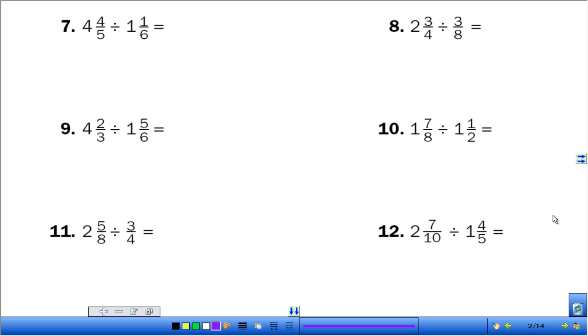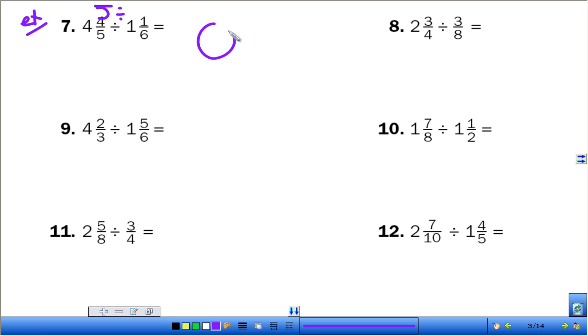Let's do some more. Go ahead and write this first one down. 4 4/5 divided by 1 1/6. If we were to estimate this one, 4 4/5 is closest to what whole number? 5. It's in between 4 and 5, right? But 4/5 is saying we're closer to 5. And then 1 1/6, what's that closest to? 1 or 2?